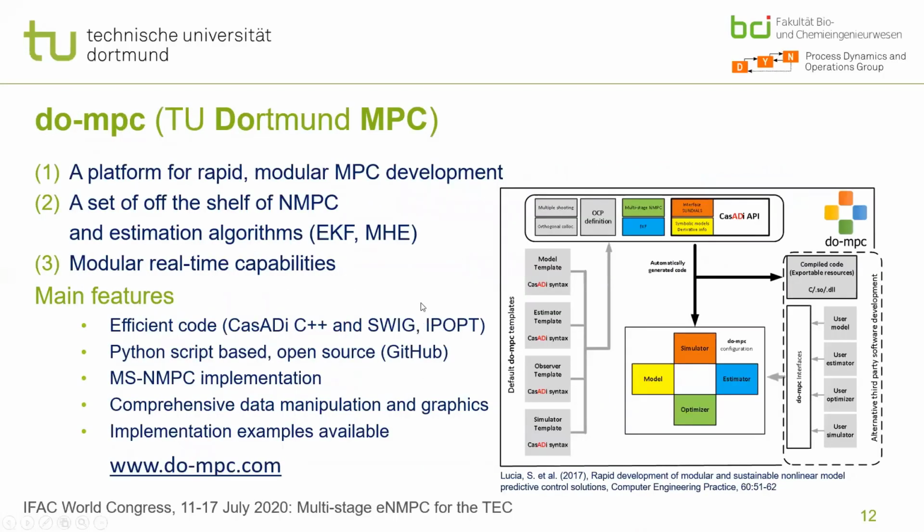Both the single-stage and multi-stage NMPC have been implemented with the DoMPC platform, which is a platform for rapid and modular MPC development. It is available on GitHub as open source software. You can find it also at this address, together with examples and the documentation of its usage. It's based on Python and makes use of CasADi and IPOPT. So it is rather efficient code and rather easy to use and to understand.